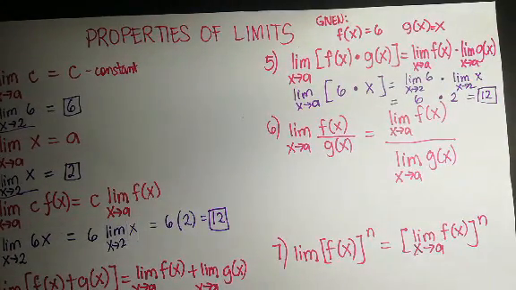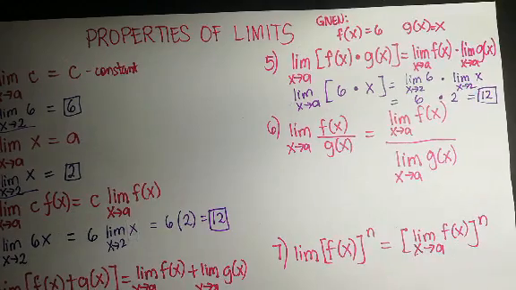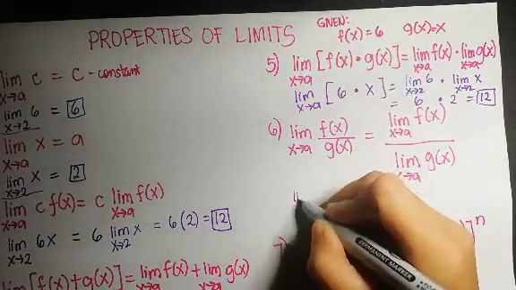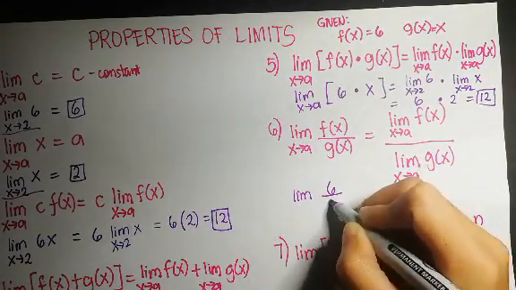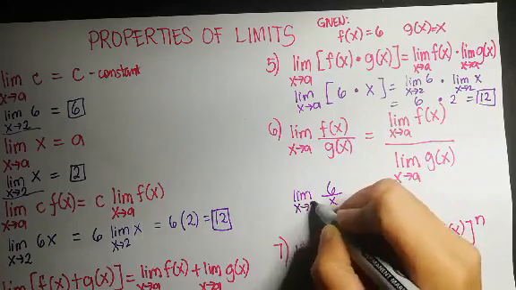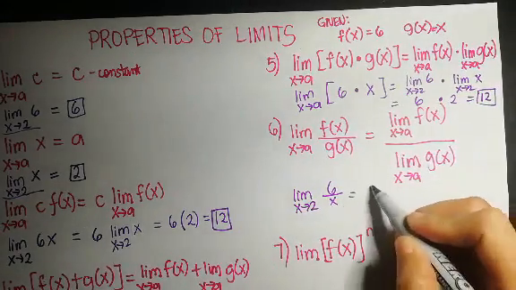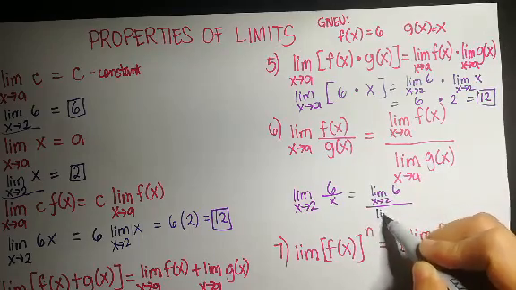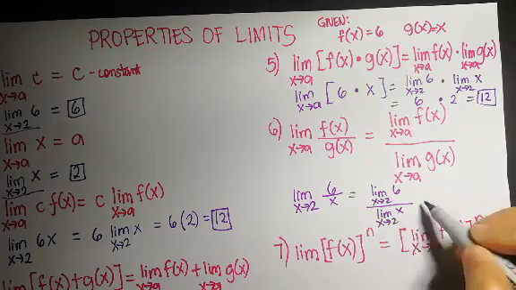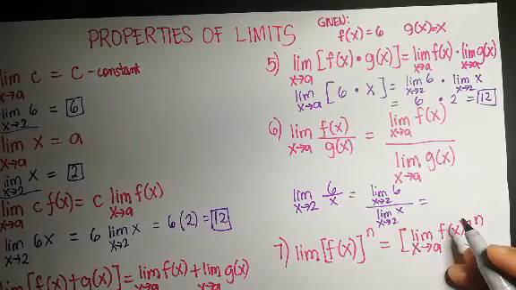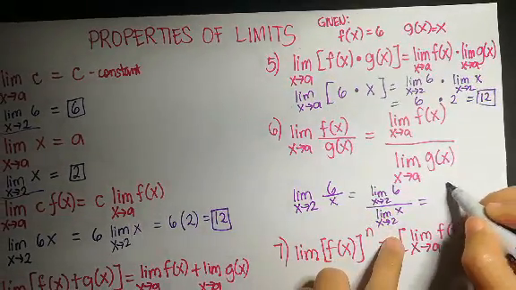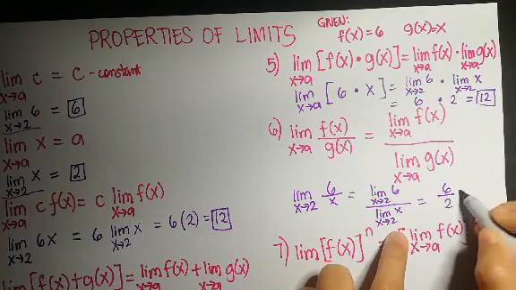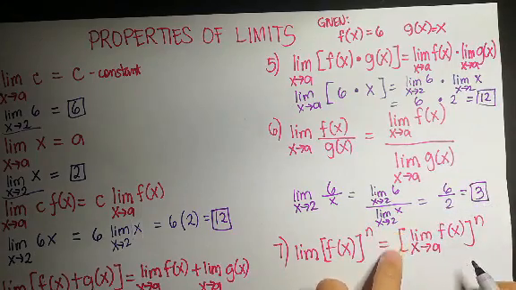Paano pag division naman? So, for division, ganun pa rin. Nadidistribute pa rin si limit. We have limit of 6 over x as x approaches 2. So, distribute lang natin. Limit of 6 as x approaches 2, limit of x as x approaches 2. Ganun pa rin. Limit of 6 as x approaches 2, 6 divided by limit of x as x approaches 2 is 2. The limit now is 3.